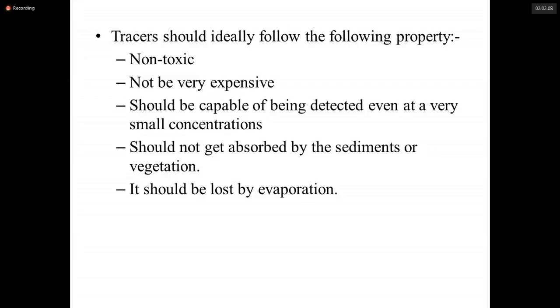So you should be very careful to get a non-toxic chemical to use for this dilution method, and it should not get absorbed by the sediment or vegetation. If the vegetation or plants absorb the chemical, it's toxic for them, and it should not be lost by evaporation. If it's lost by evaporation, then the chemical concentration will be low in the stream. So you have to select a chemical which has all these qualities.